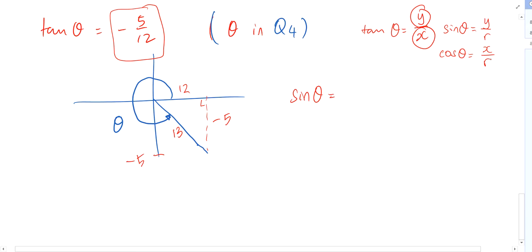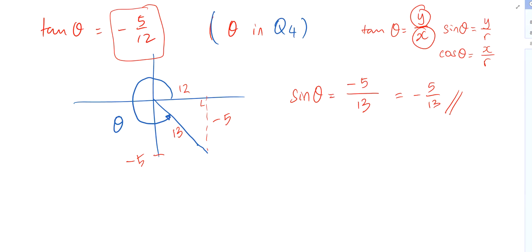So what is the y value in this triangle? Is it 5 or negative 5? Negative 5. Negative 5 divided by 13. So we write this as negative 5 over 13. In this way, we are able to write down what exactly is sine theta without using tangent inverse.